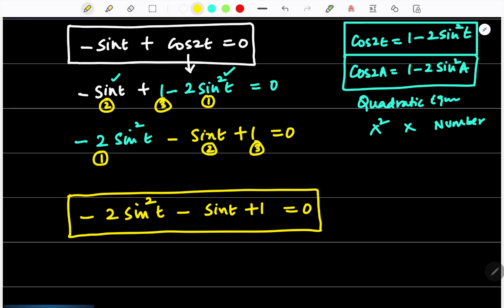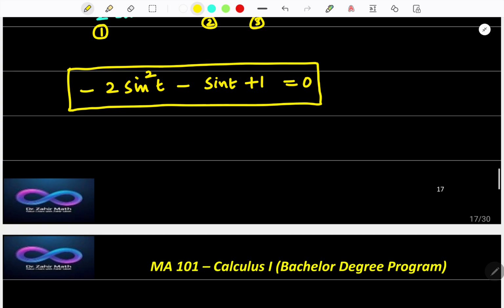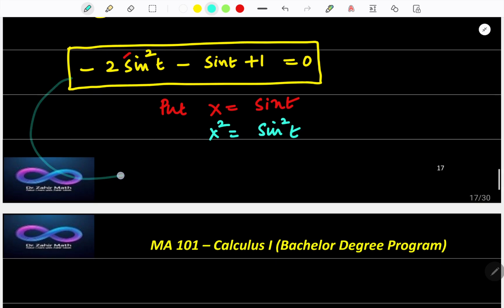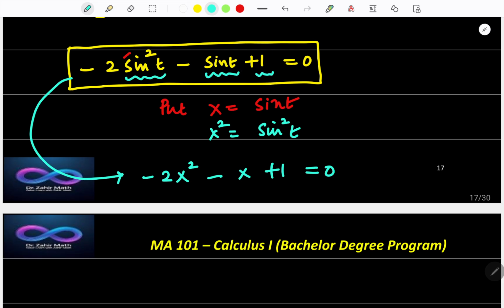Solving this equation in the original way is very difficult because of trigonometric values. So I'm going to use a shortcut. What is the shortcut? I'm going to put x is equal to sine t. So what is your x square? X square will be sine square t. So this equation takes the model minus 2x square minus x plus 1 equal to 0. This becomes x square, this becomes x, this is the number, equal to 0.